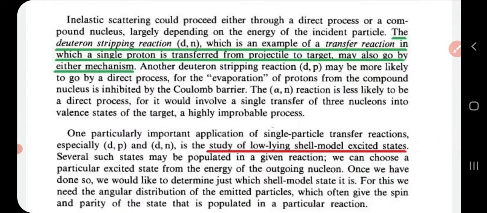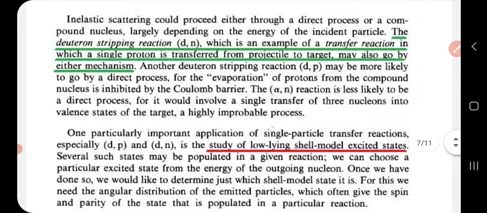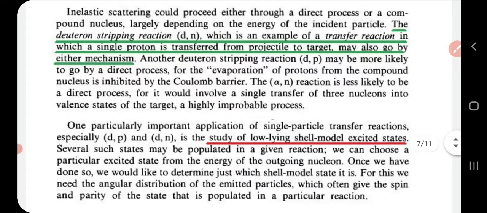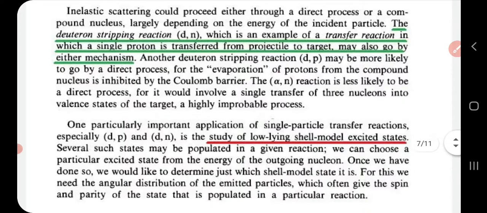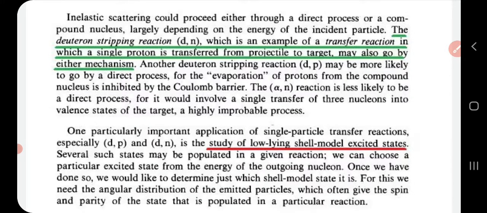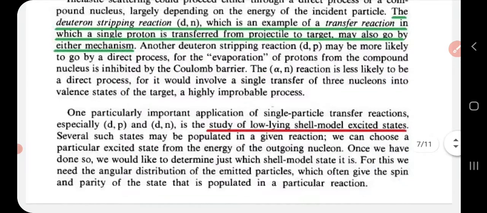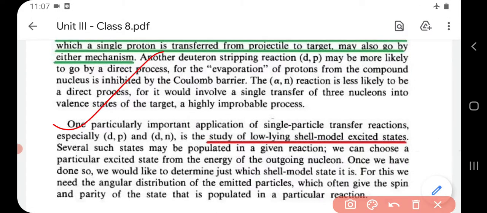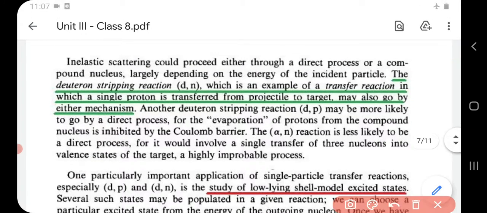Now inelastic scattering can proceed either in a direct process or in an indirect process. They mainly depend on the energy of the incident particle. In the deuteron stripping reaction, a single proton is transferred from projectile to target. So here you will get a question, what is meant by deuteron stripping reaction. Okay. Another deuteron stripping reaction mentioned here is the interaction between deuteron and neutron, that is DN. Now this is deuteron and proton.